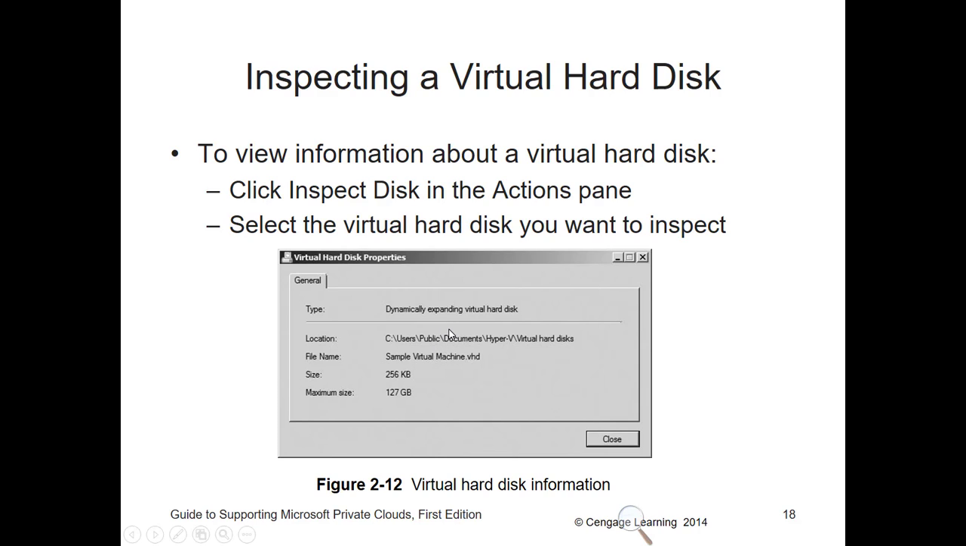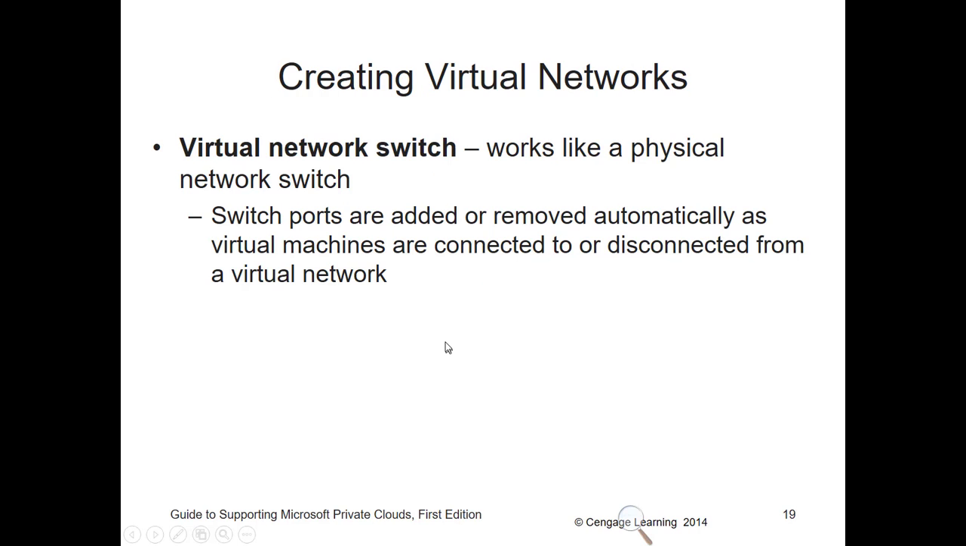So if we go ahead a little, this is what we did, this lab also we did today. Then we come down to virtual network switch, and definitely the virtual machines have to talk outside, their data has to go outside the network. So if your switches are not configured properly, you're in big trouble, right? So the virtual switches have to be configured. It works like a physical network switch. Switch ports are added or removed automatically as virtual machines are connected to or disconnected from a virtual network.